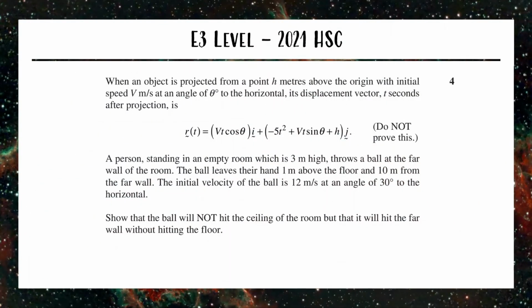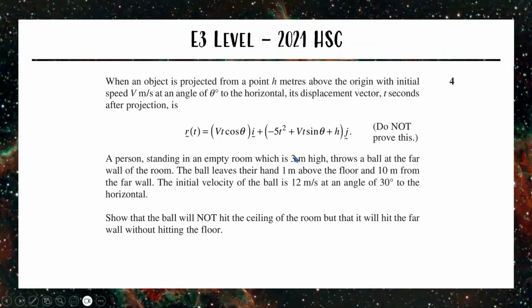Okay, moving on to an E3 level question on projectiles from 2021. This is much more challenging than the one we did earlier today. It's a 4-mark question, so there's a fair bit of work to do here, but none of it is super strenuous as long as you understand the logic and how to set up your equations. We have an object fired from h meters above the origin, so we've got an initial height, initial speed v, angle theta to the horizontal. Here are the equations. This is our displacement vector, which means right here is our x displacement, and right here is our y displacement, and we are not required to prove this.